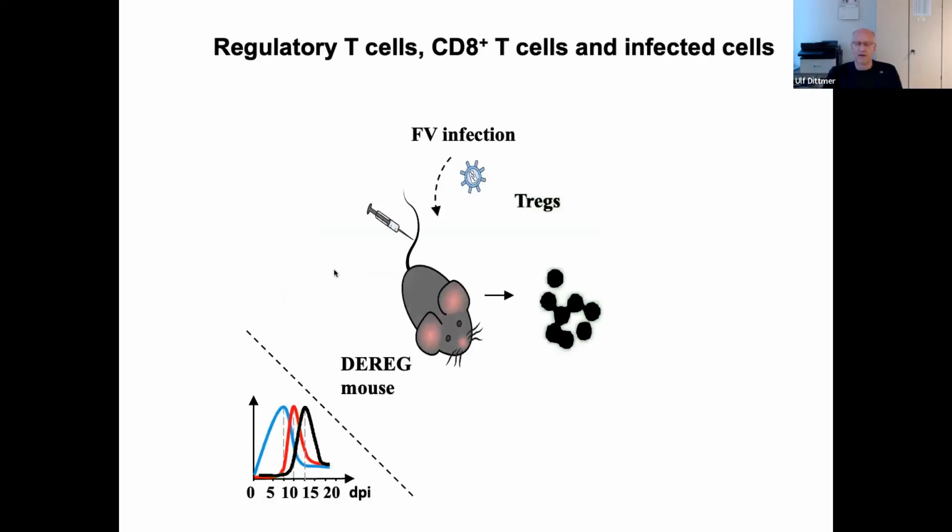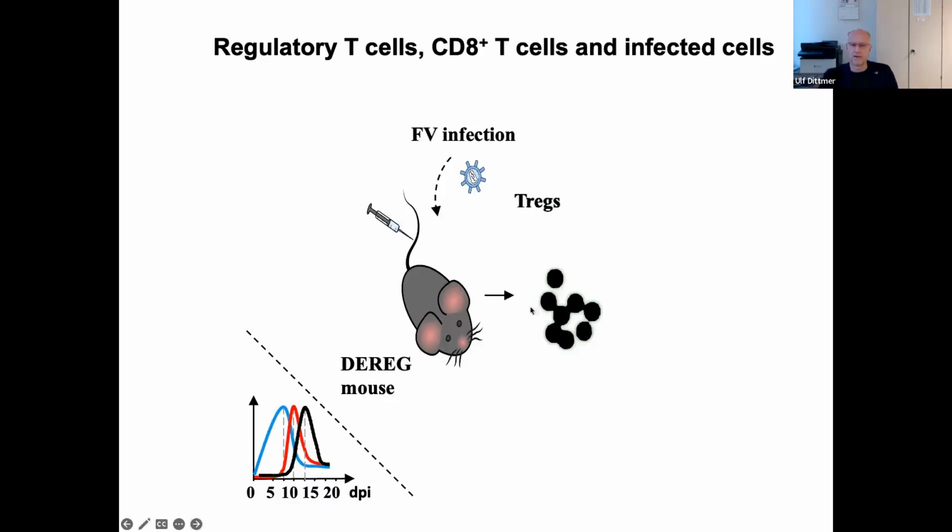Okay, so in order to do microscopy, you have to fluorescently label the cells that you want to see. And we wanted to see Tregs, cytotoxic CD8 cells, and virus-infected cells in these mice. I will show you some movies, at least for two of these cell types. We have now just established how to also see virus-infected cells in the living mouse.